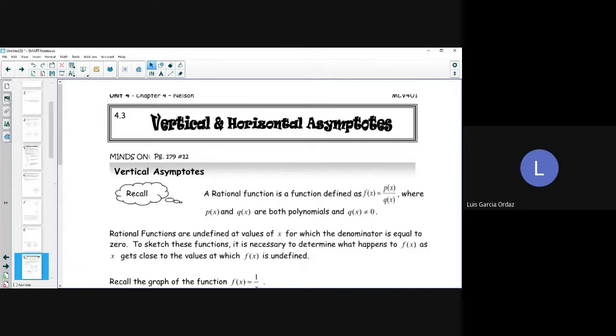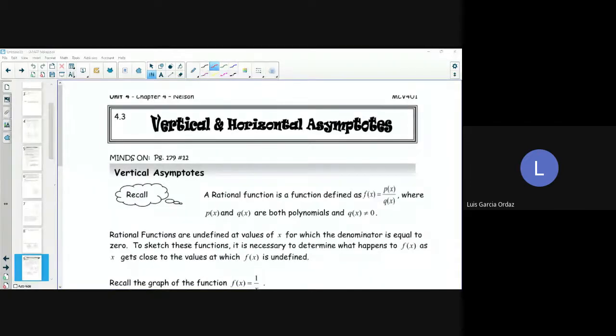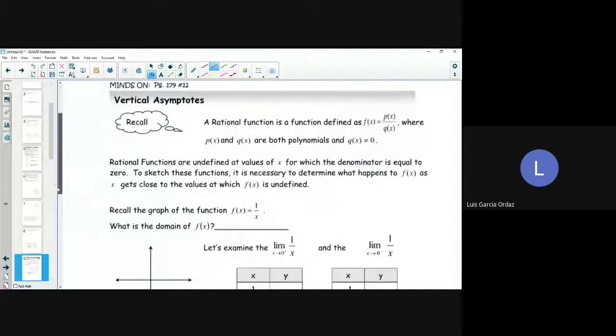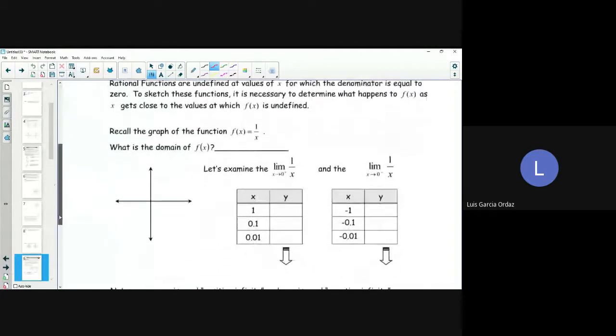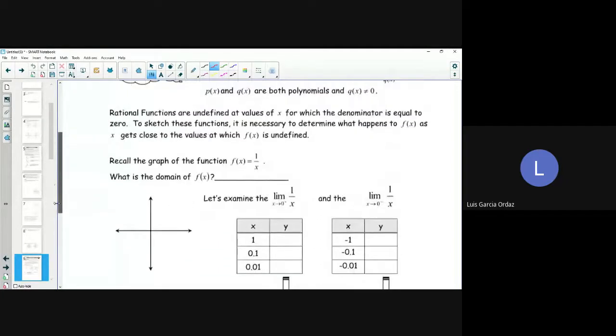So vertical asymptotes. This is just basic review from last year. A rational function is a function defined as f of x is equal to p of x over q of x, where p of x and q of x are both polynomials, and our denominator q of x cannot equal 0 because we get our graph undefined at that point. Rational functions are undefined at values of x for which the denominator is equal to 0.